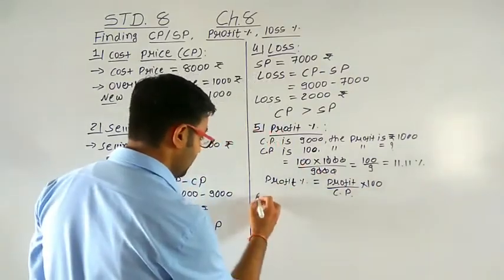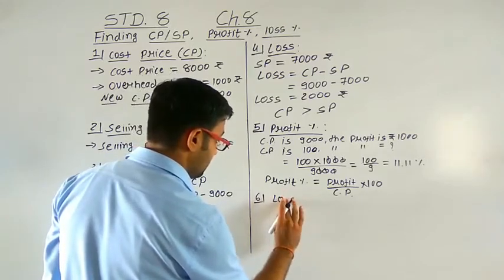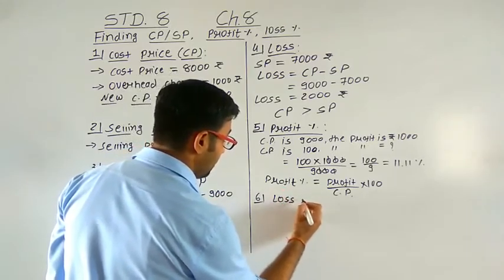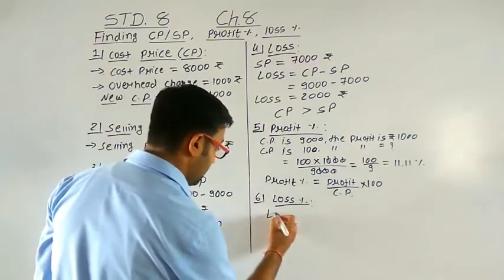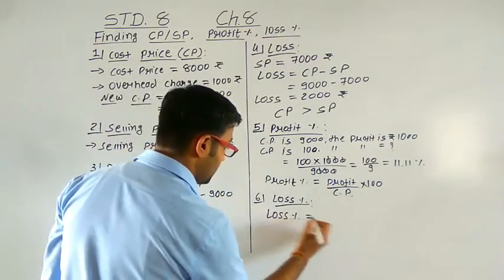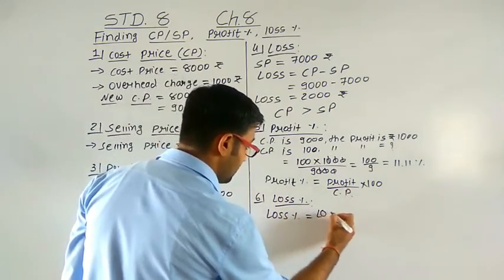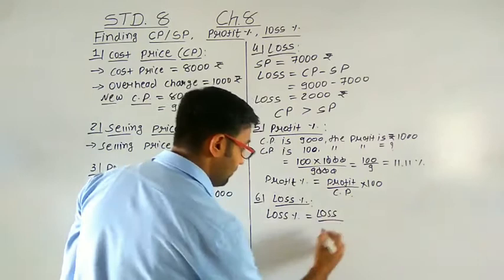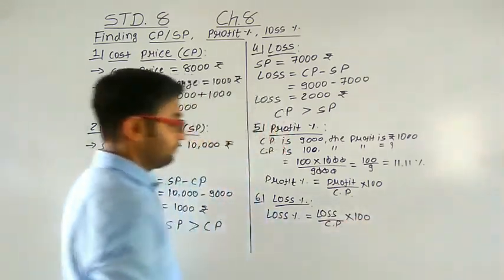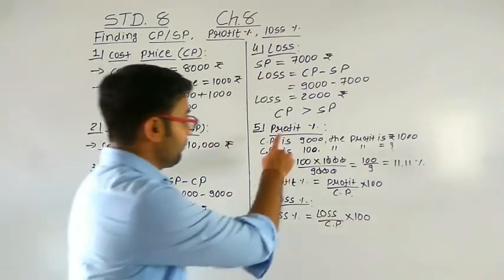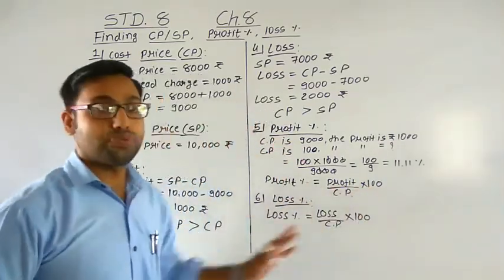In the same way, when we have to calculate the loss percentage, we can use the same formula. Loss percentage is equal to, instead of profit, now we have to consider loss, divided by the cost price, and multiplied by 100. So this is the formula to find out the profit percentage, and this is the formula to find out the loss percentage.